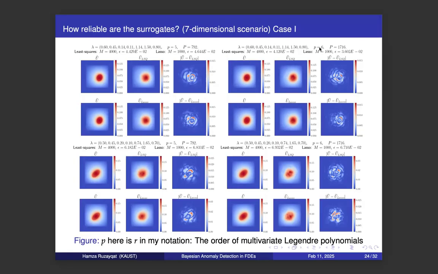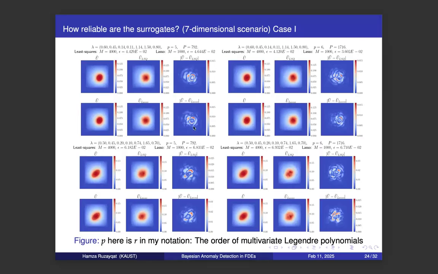So now in the case where P equals 6, or R equals 6, the order of the multivariate Legendre polynomial, you have more terms, 1,700 terms. With 4,000, you use least squares and also get relative error 10 to minus 2. And when you use lasso, look, now M is less than 1. It's about half of the number of terms, but still you get a very good relative error. It's actually better than the least square error.